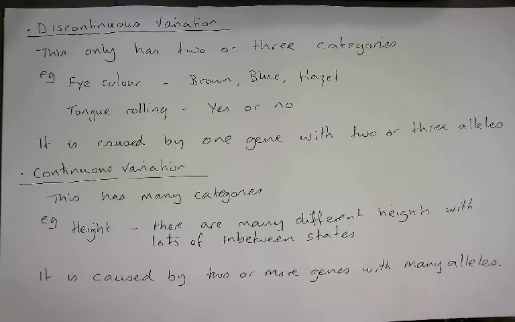Let's look at discontinuous variation to start with. Discontinuous variation only has 2 or 3 categories. For example, we mentioned eye colour. Main eye colours, brown, blue or hazel.